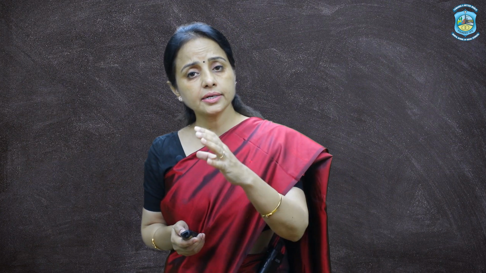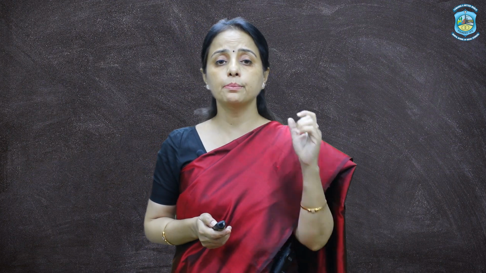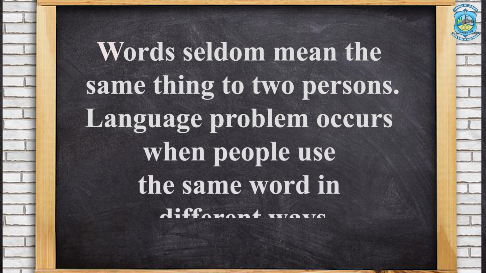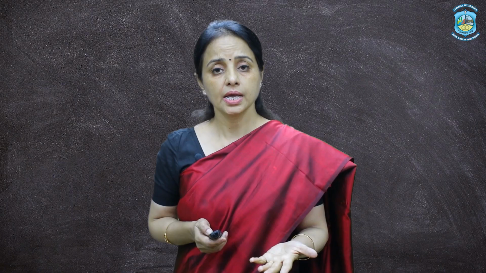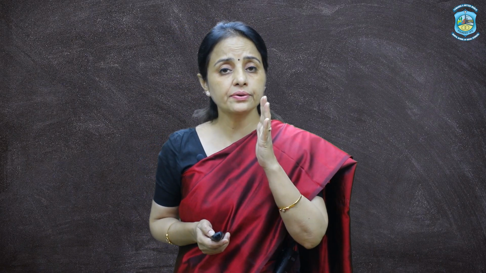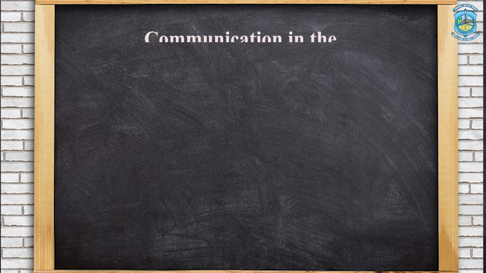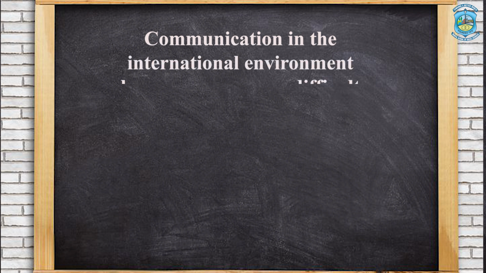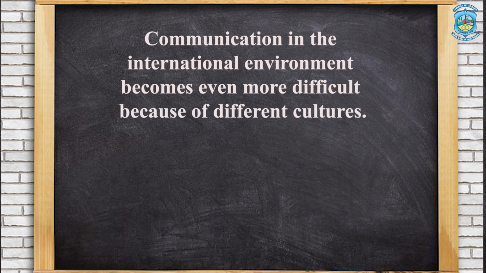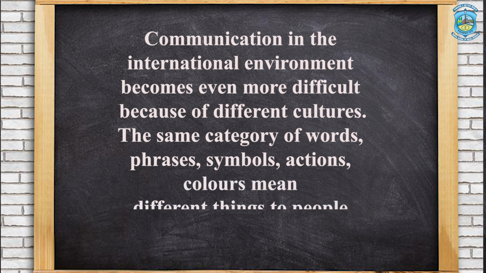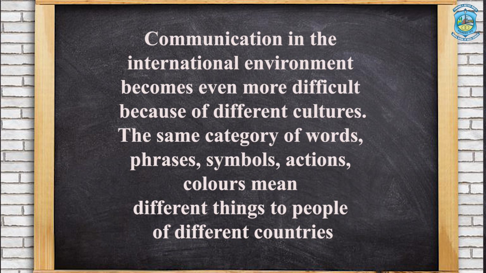So, we need to understand the language or semantic barriers more deeply. Variety of meanings. Number one, words seldom mean the same thing to two persons. Language problems occur when people use the same word in different ways. The second most important, which we really need to clearly understand under semantic barriers, is the cultural barrier. Communication in the international environment today becomes even more difficult because of different cultures. The same category of words, phrases, symbols, actions, colors mean different things to people of different countries.